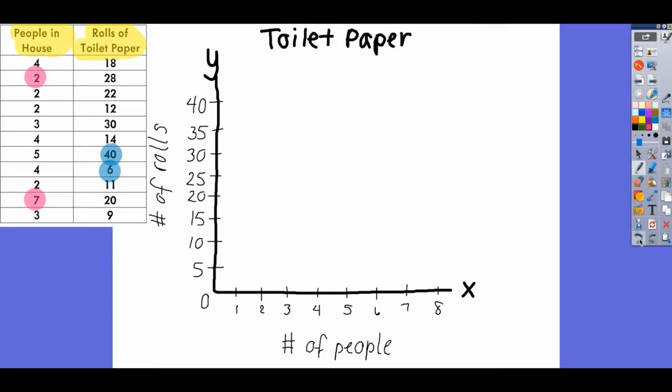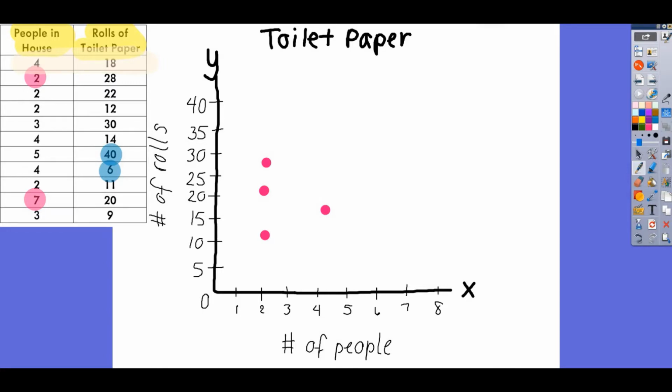And then I just have to plot all of the points. So my first point is going to be this first coordinate, 4, 18. And we just plot those like regular points. So I'm going to go over to 4 and then up to where 18 is. So 18 is bigger than 15, but less than 20. So I'm going to say it's right there. Then I'm going to do 2 and 28. And then I have 2 and 22. And then 2 and 12. And you'll notice those aren't perfectly lined up, but it's going to be close enough for what we're doing.